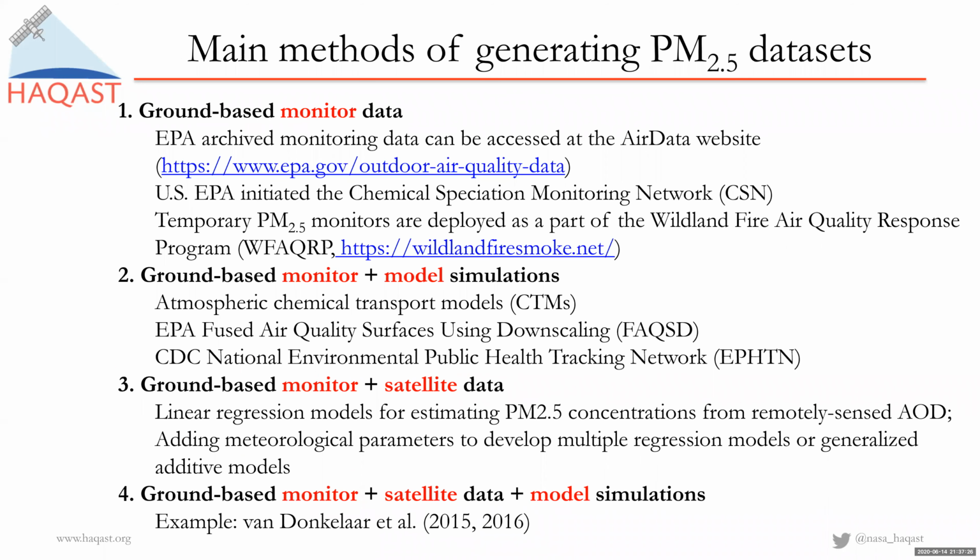As part of our project, we want to provide a guideline to public users, especially public health researchers, for how to access, download, and interpret PM2.5 datasets. So we summarize 4 main methods for generating PM2.5 datasets. One is to rely solely on monitored data, such as the EPA air data website, or the EPA Chemical Speciation Monitoring Network.